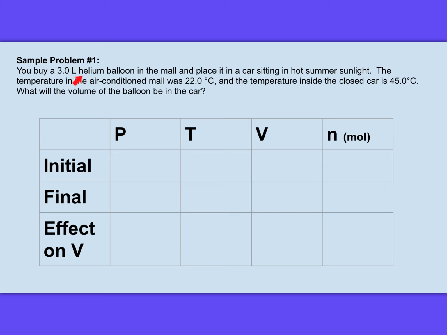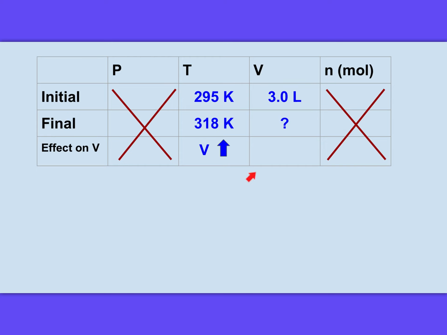So what we'll do is take these three values and place them in this chart here. Notice when I put in the temperatures, I'm going to put them in as Kelvin temperatures. Here I've put in the initial volume of the balloon and its initial temperature in the mall, and the temperature of the hot car. I put a question mark where it says, what's the new volume? And notice how I crossed off pressure and number of moles because those aren't going to be changing. Now, remember that when the temperature gets hotter, the volume is going to go up because temperature and volume have a direct relationship. So we'll use this knowledge to solve the problem.